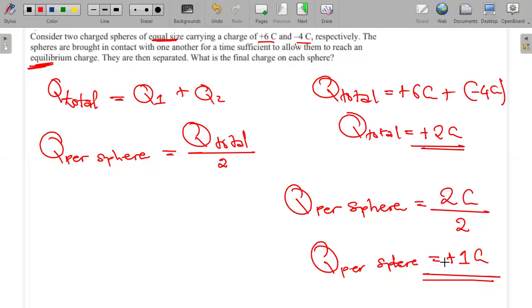That means that is going to tell you how you're going to divide the total charge at the end of the day. Then also don't forget the signs when adding the charges. If it's negative, consider it as negative. If it's positive, consider it as positive.